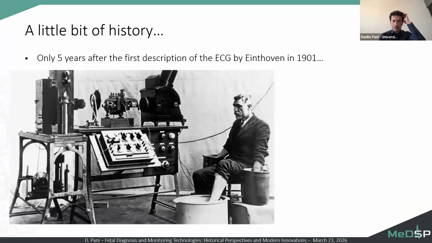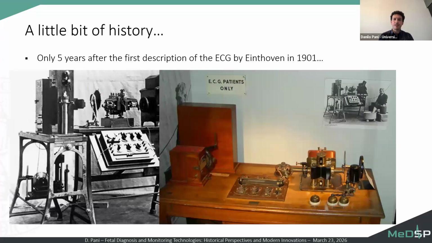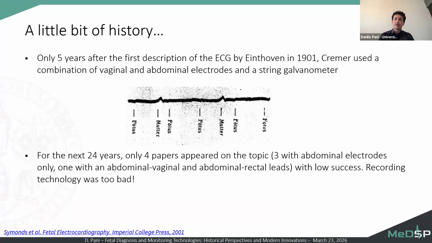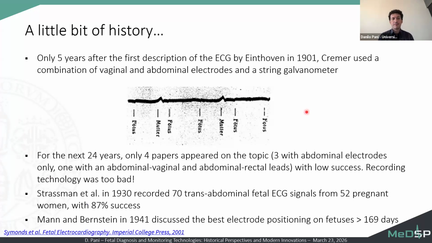So I go through quickly these slides that just show the history of fetal ECG, which is quite old. Only 5 years after the first description of the ECG by Einthoven in 1901, Kramer used a combination of vaginal and abdominal electrodes and a string galvanometer, like the one used by Einthoven, to try to detect the fetal ECG that, as you can see, was not clearly visible in those traces. In the next 24, 30 years, nothing really happened. Some papers were presented with low success because recording technology was bad.